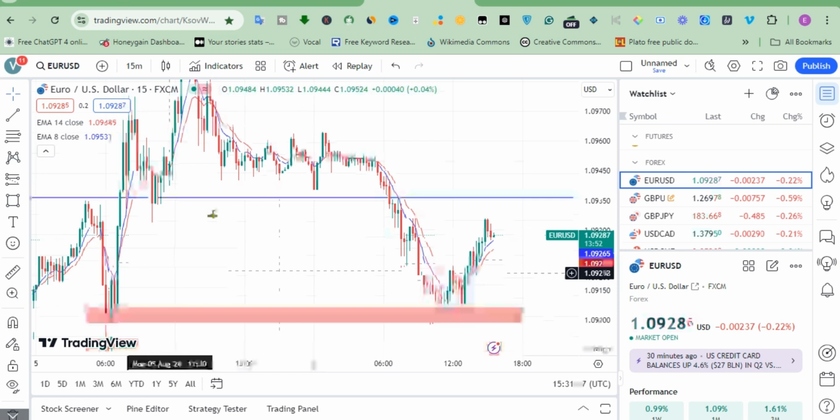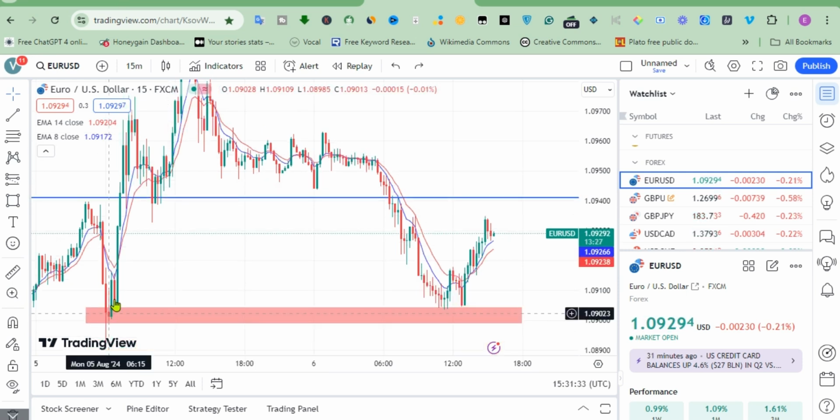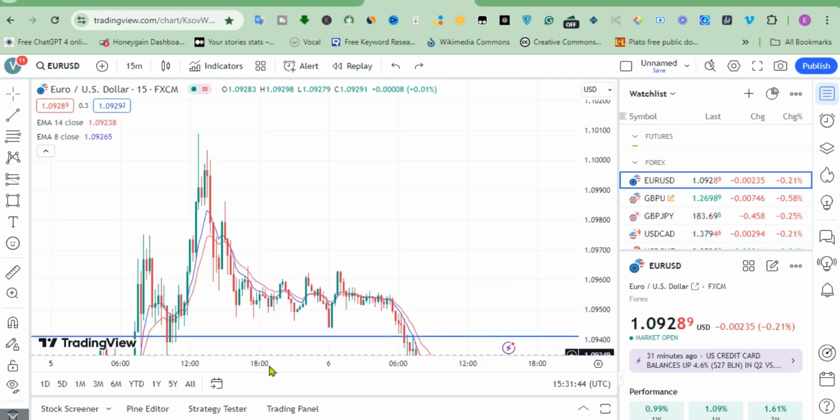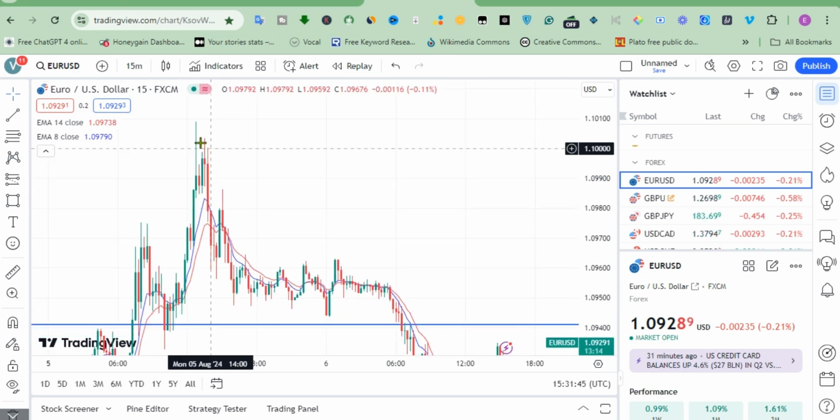Okay, so you can see price came down here and went back up again. So this place becomes our demand zone. Okay, now it went up, travel. You can see it traveled up, got to this place, it started dropping.